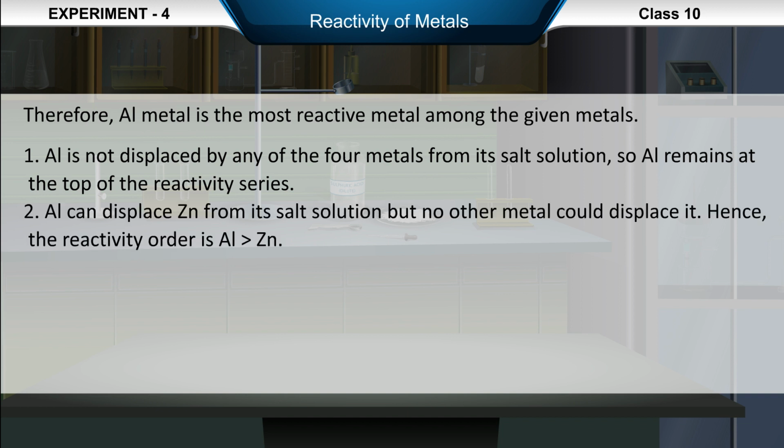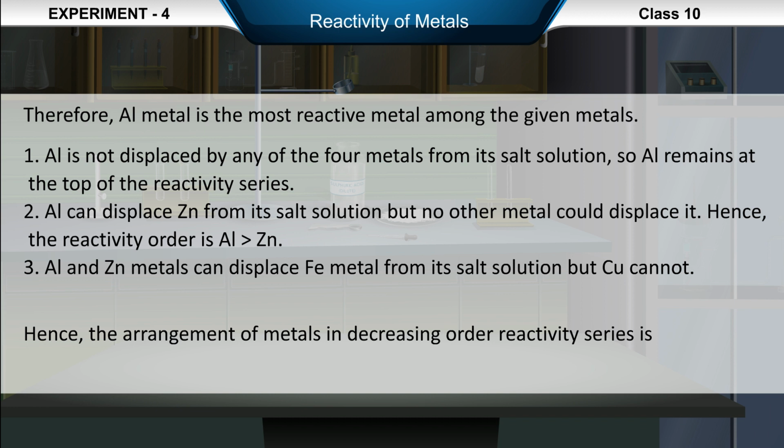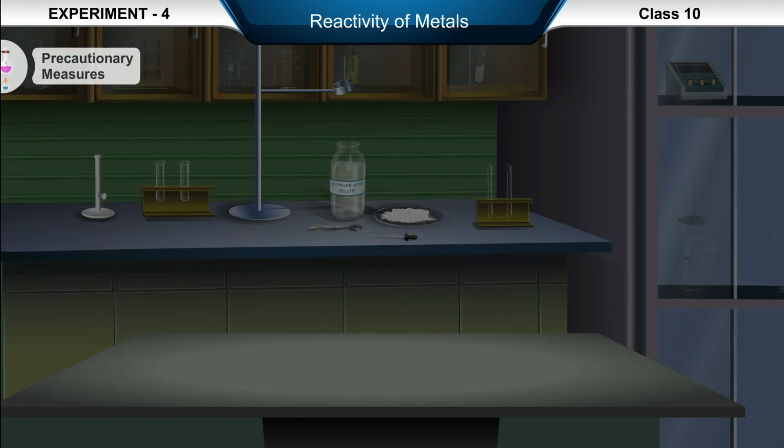2. Aluminium can displace zinc from its salt solution, but no other metal could displace it. Hence, the reactivity order is aluminium is more reactive than zinc. 3. Aluminium and zinc metals can displace iron metal from its salt solution, but copper cannot. Hence, the arrangement of metals in decreasing order of reactivity is: aluminium is more reactive than zinc, which is more reactive than iron, which is more reactive than copper.